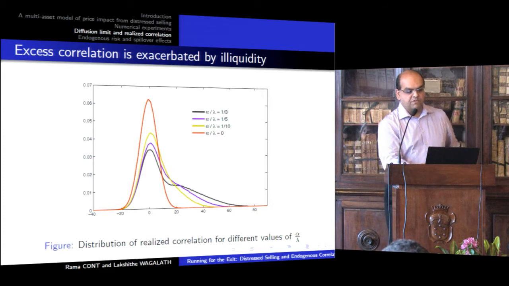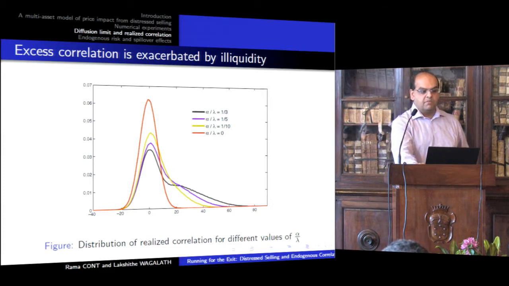And how big is this effect? What you see is that the defining parameter is alpha over lambda, the size you're liquidating relative to market depth. How big are your positions relative to market depth? If you take a ratio of 1 over 10, so 10%, which is the example I used earlier, this bias can be large.